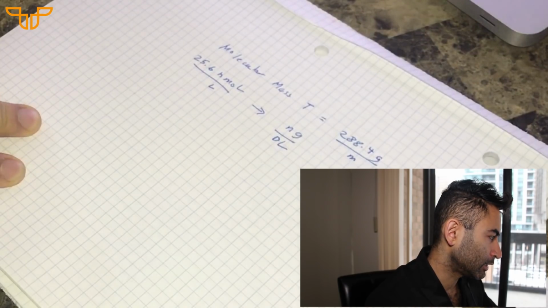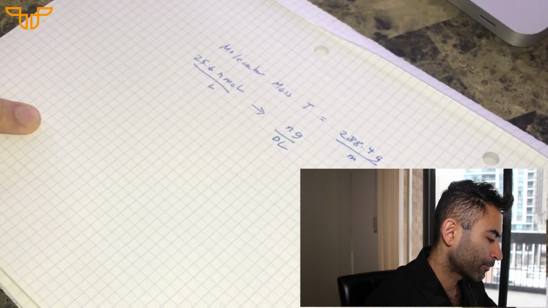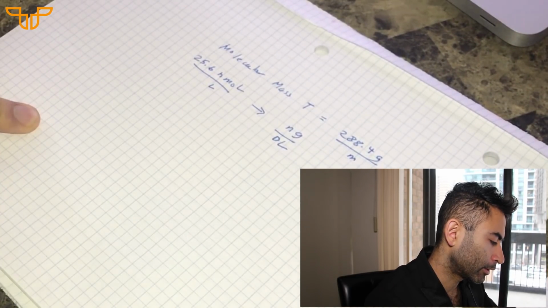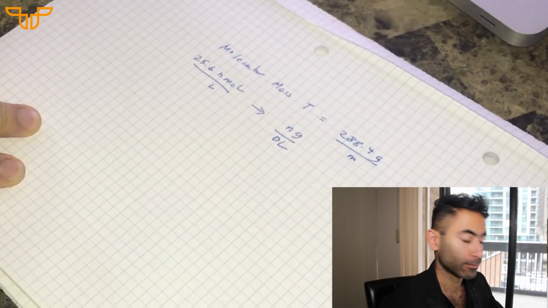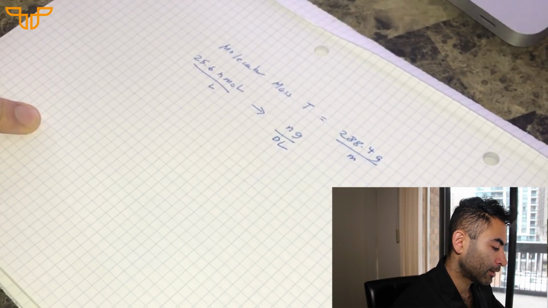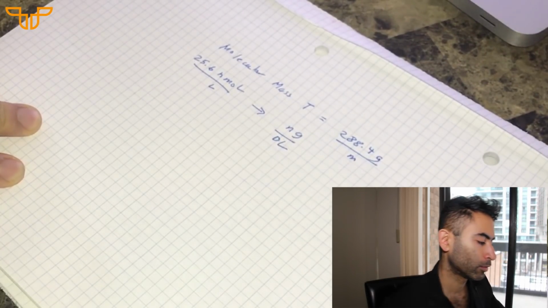Okay, so here we see 25.6 nanomoles per liter, and we want to convert that into nanograms per deciliter. All right, now we know that the molecular mass of testosterone is 288.4 grams per mole. Now, that's some other chemistry that it's not really important to get into now. If you really want to know, post in a comment below and I'll make a chemistry video for you. But this is what we need to cover. All right. So how do we do that?